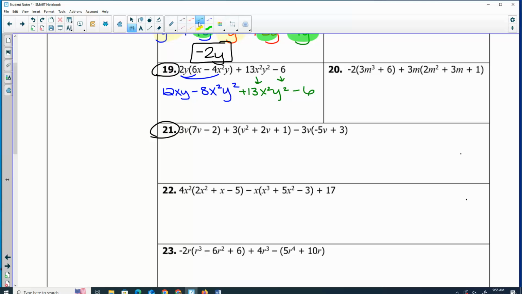We combine anything that's the same. So I have a 12xy and no other xy, so it just stays. Negative 8x squared y squared and positive 13x squared y squared. Negative 8 plus 13 is 5. X squared, y squared. And then the minus 6, there's no other 6 or constant, so it just comes down.